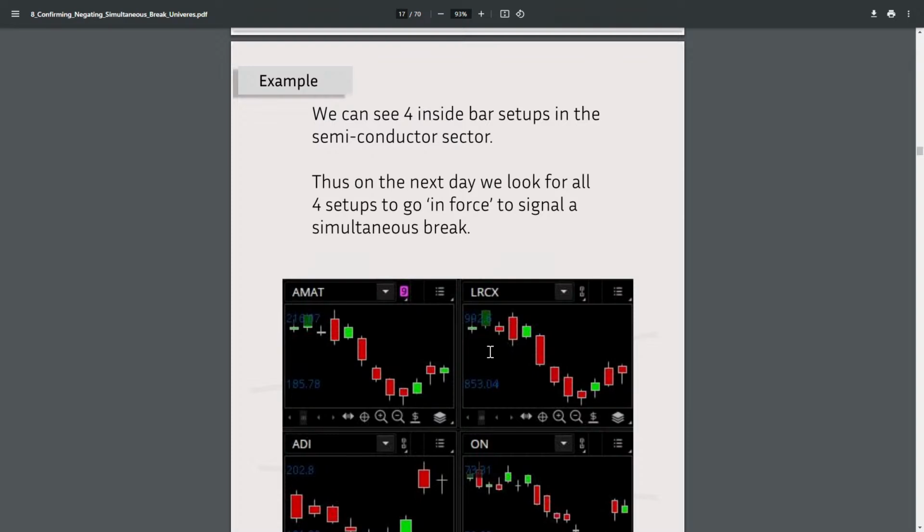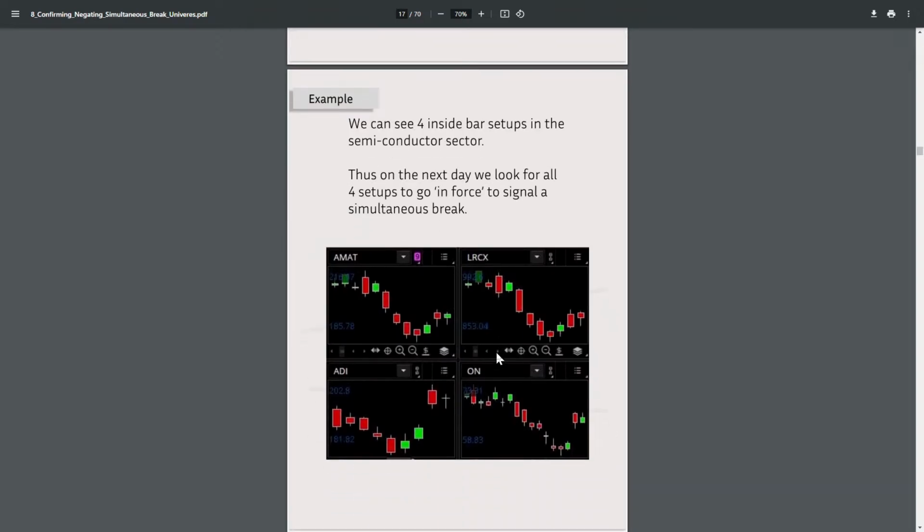So here's an example. Let me shrink that a bit. I think this just happened last week, or this week. No, this one was a while ago. Oh, was it? Well, we had one this week with all the semis. So we can see here that we have 4 inside bar setups in the semiconductor sector. So we have AMAT, inside day, LRCX, inside day, ADI, inside day, ON, inside day.